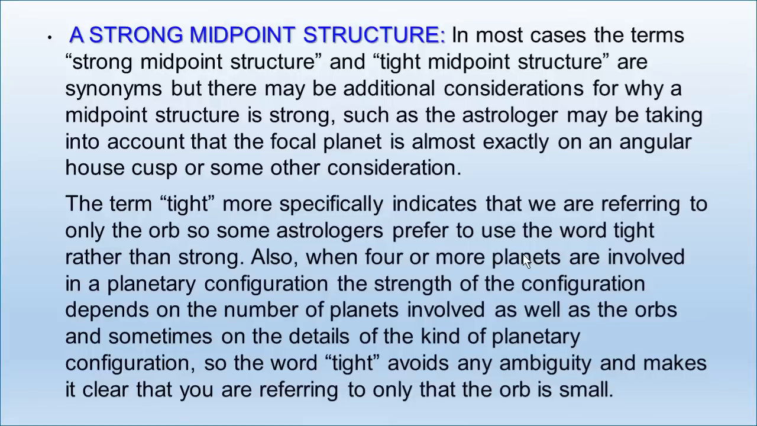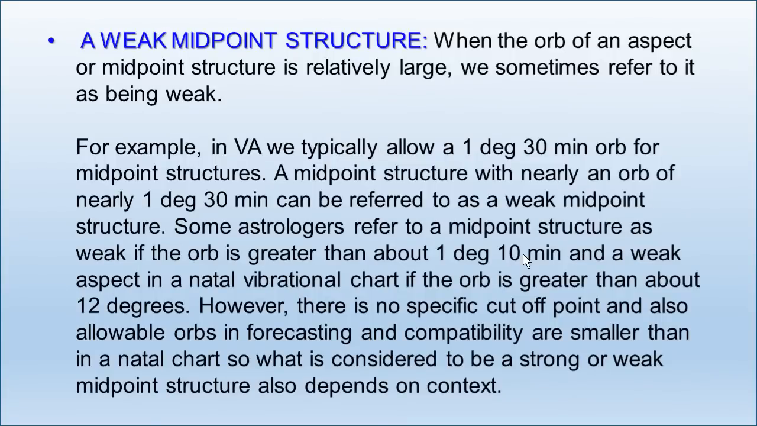What if there are 4 or more planets involved in a planetary configuration? Well, what you're considering to be tight might be a little more liberal than if it's just 2 planets. Depends on context, exactly what the orb is going to be. And the astrologer. Each astrologer might have a slightly different tendency for cutoff points for what they consider to be very tight or fairly tight orbs.